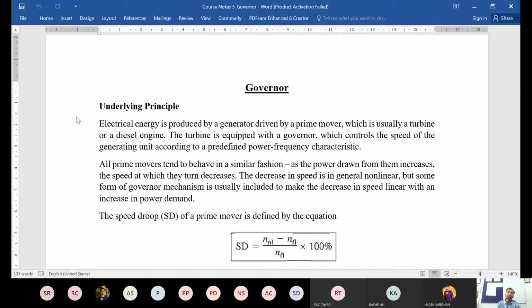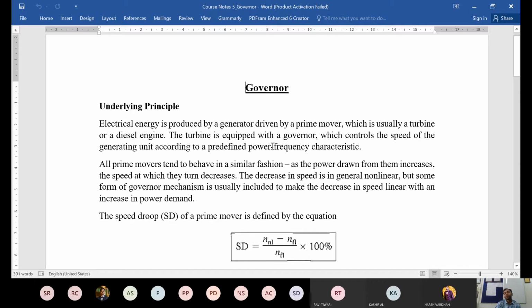Now this turbine actually is equipped with the governor mechanism, which controls the speed of the generating unit according to a predefined power frequency characteristic. So we will look at that power frequency characteristic, and these two quantities are very much related. The power which you are generating, or the demanded power from the machine, and the frequency at which it is operating, have a very close, very integral connection.